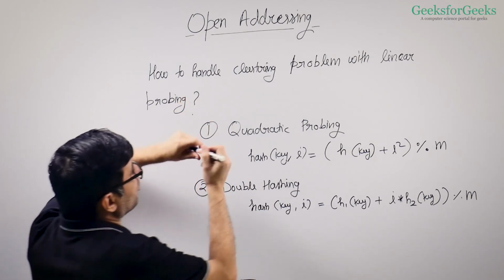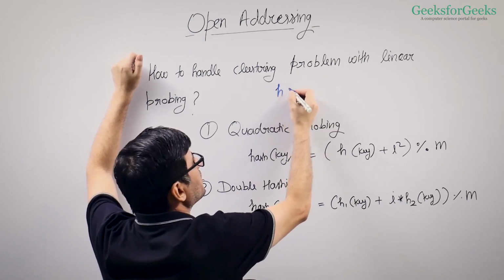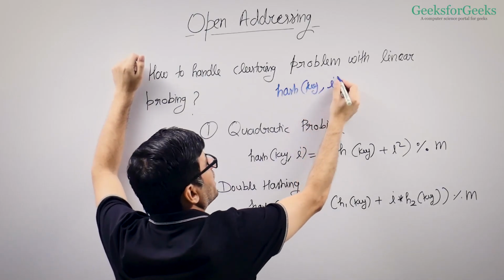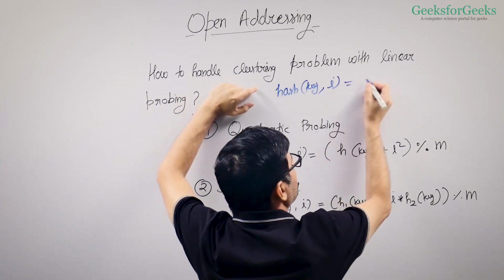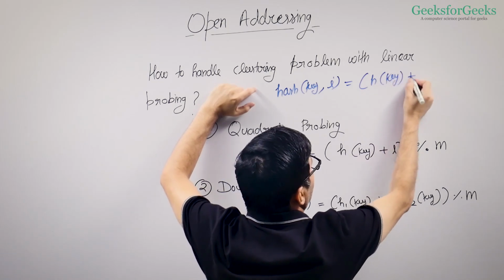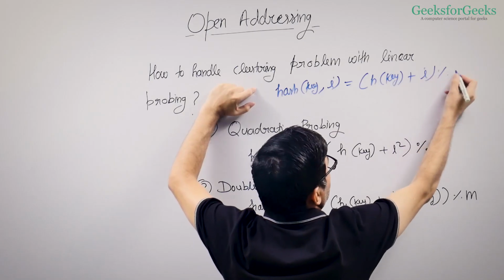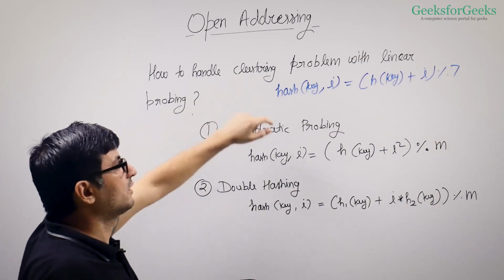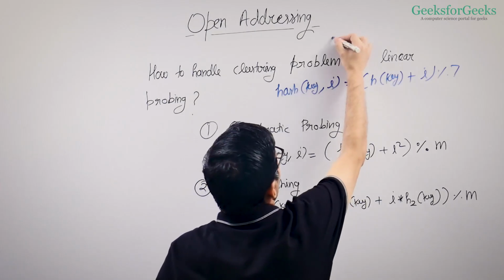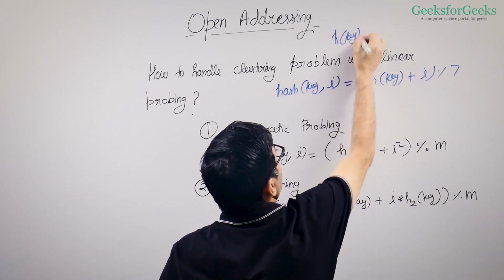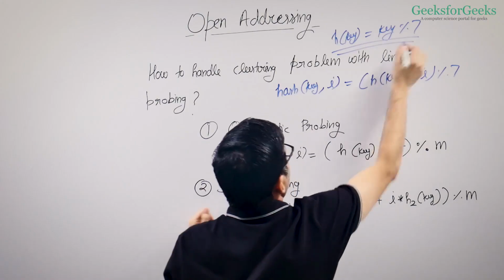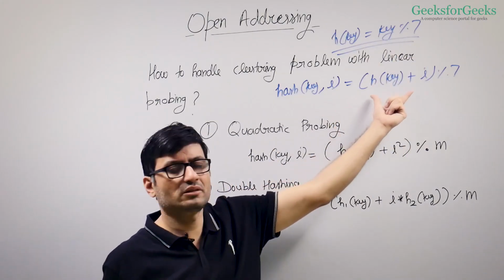If you look at linear probing, the hash of a key at the ith probe can be written as your hash function plus i, ampersand 7. Right? Your hash function is, say, h of key is key mod 7. This is what your linear probing is, right?